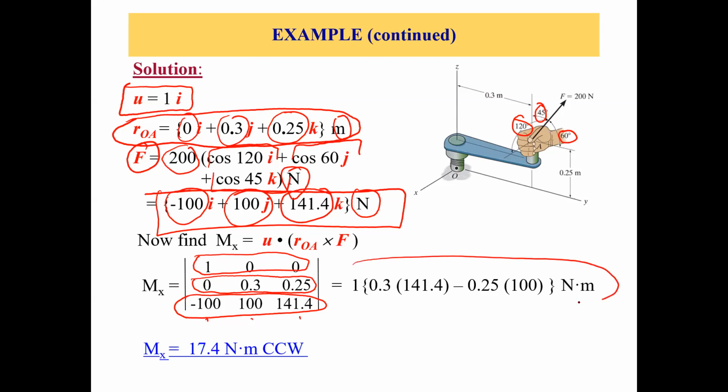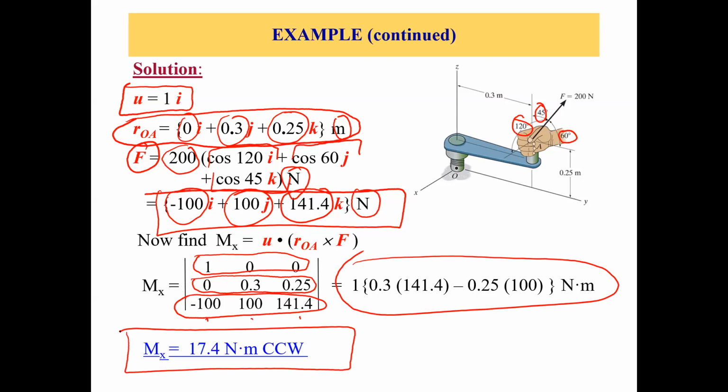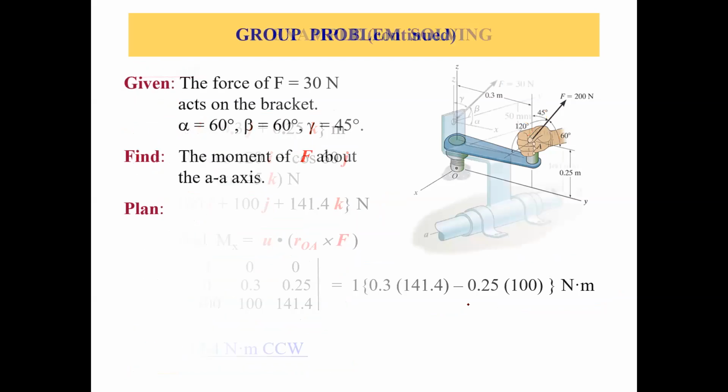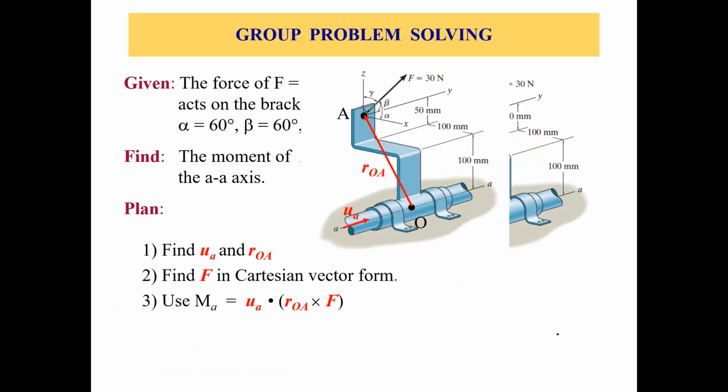So this is the explanation of how we get this answer. M sub x equals 17.4 newton meters counterclockwise. Either you can write positive 17.4 newton meters, or you can say 17.4 newton meters counterclockwise. So that's how you use this concept to find the moment about an axis. Okay, let's do another problem.